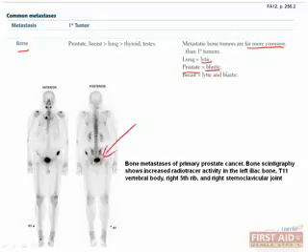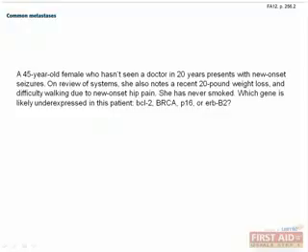On the other hand, lytic lesions cause the destruction of bone and are more common in lung cancer and in multiple myeloma. Since this excess bone resorption releases calcium, a common lab finding might actually be hypercalcemia. Alright, let's finish with a question. Ready? A 45-year-old female who hasn't seen a doctor in 20 years presents with new onset seizures.